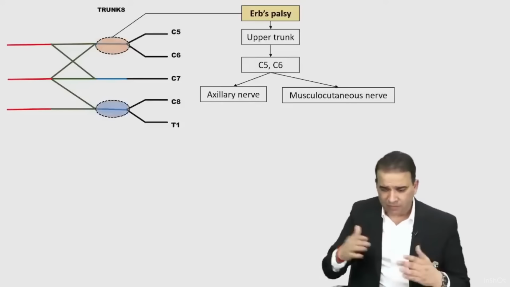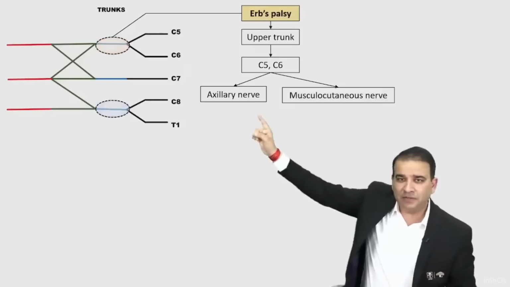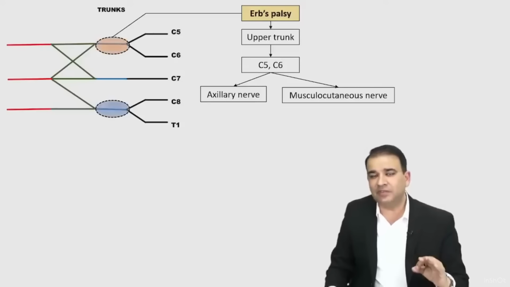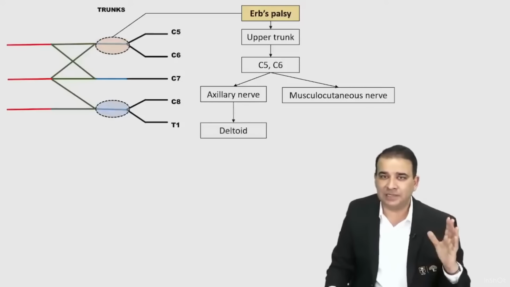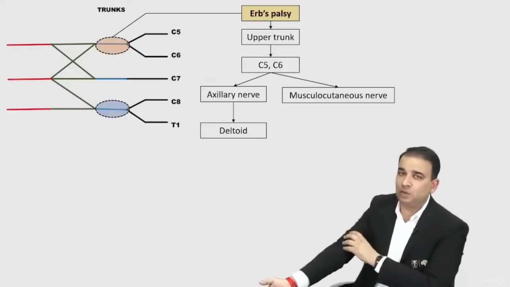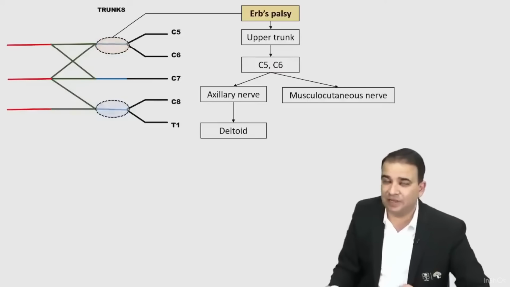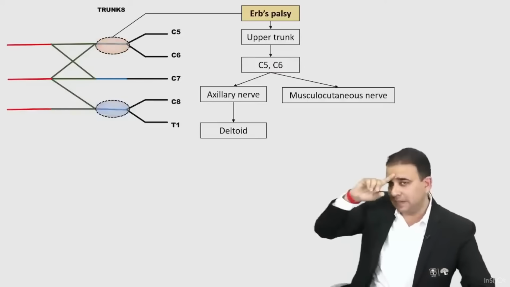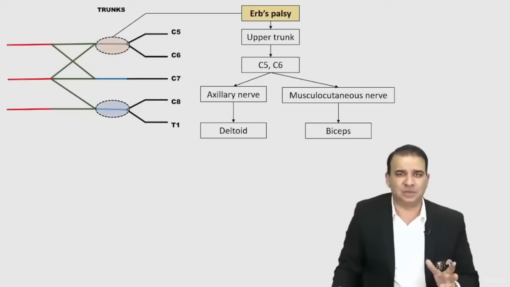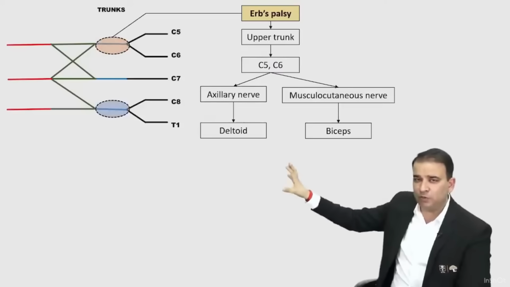You have to filter out the unnecessary detail at this point of time. What is the main muscle supplied by the axillary nerve? That is the deltoid muscle. So if the axillary nerve is injured, obviously the deltoid muscle will be paralyzed. And if the musculocutaneous nerve is gone, then obviously biceps and brachialis will be gone. Coracobrachialis will be spared, guys, because it is supplied by C7, so it is spared in Erb's palsy. I've just taken the biceps only. Deltoid and biceps are good enough to tell you what is going to happen.